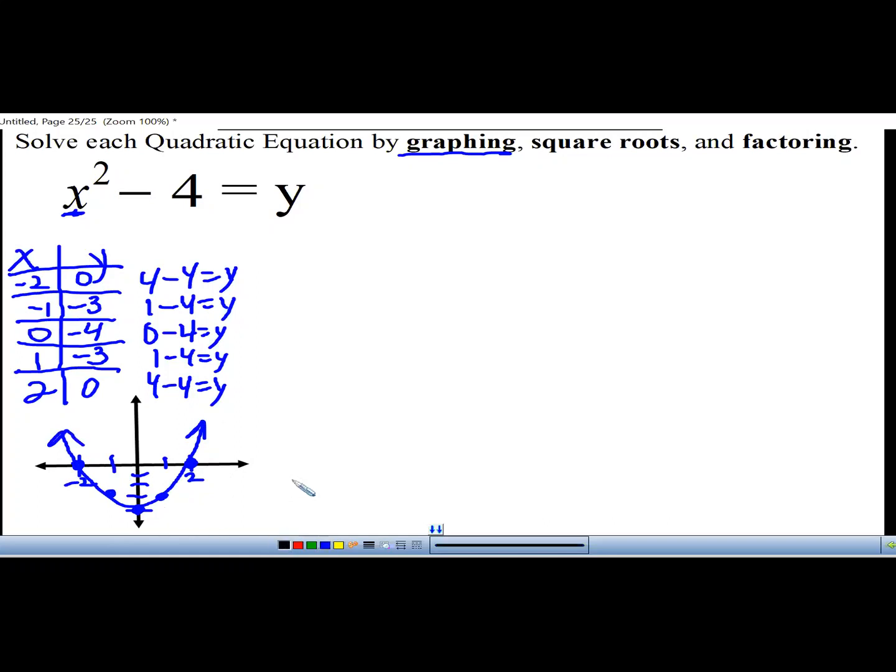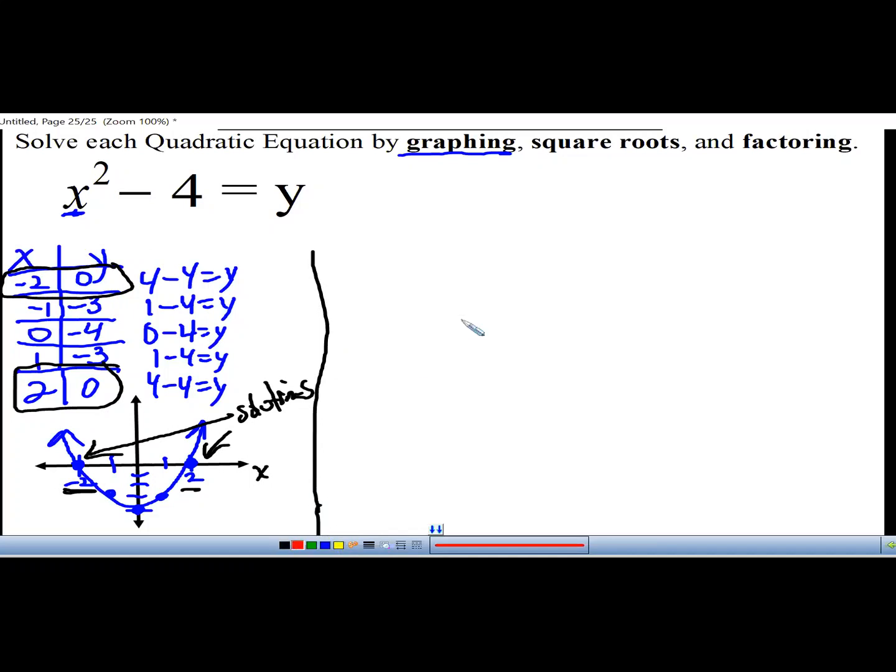All right, so we're solving by graphing. So how do we know what are the solutions? If we look at the x-axis, where our graph crosses the x-axis, those are my solutions. So what are my solutions? Let me point to them. Here and here, those are my solutions. And what are the solutions? X is 2 and x is negative 2. All right, so that's by graphing.